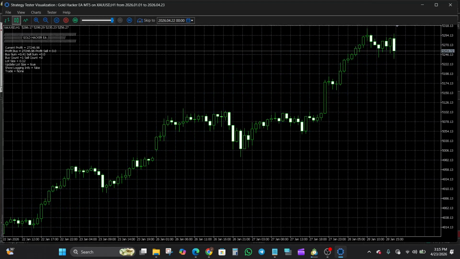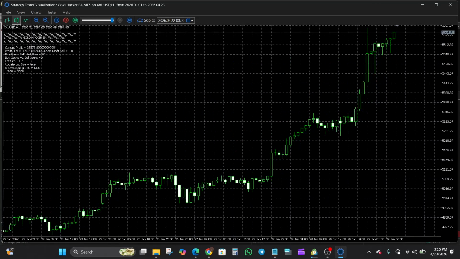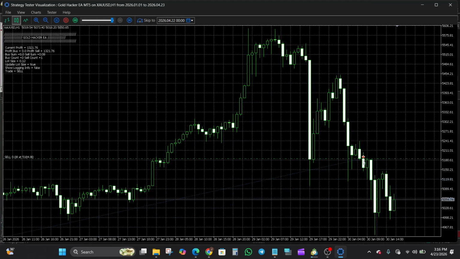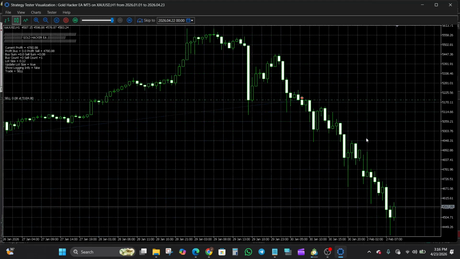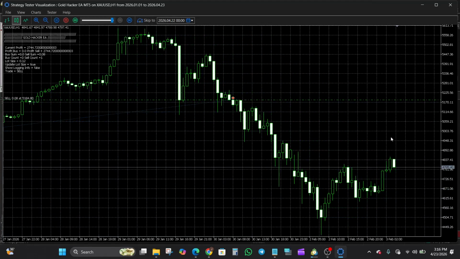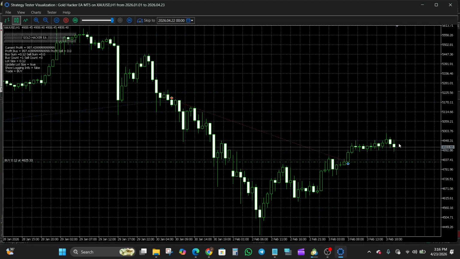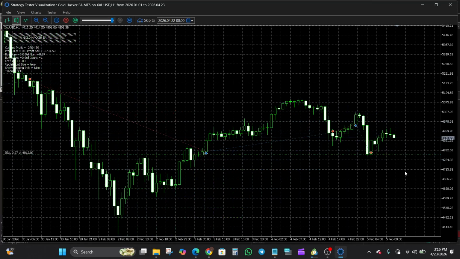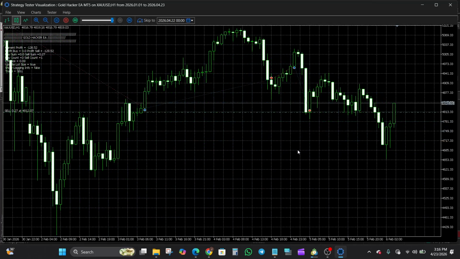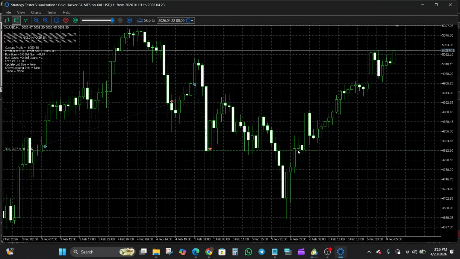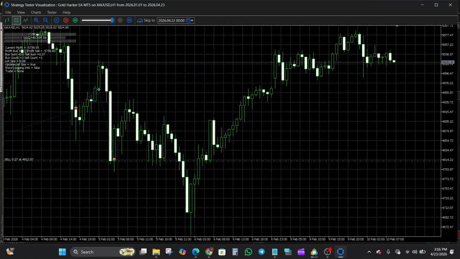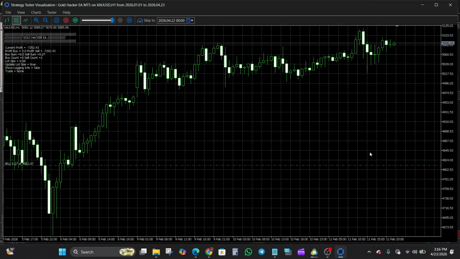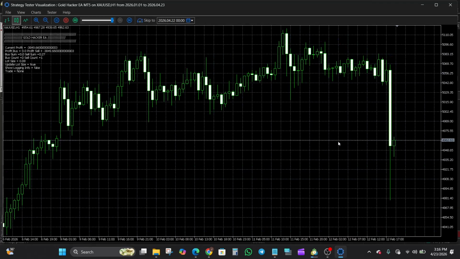So the EA is likely using a basket style exit where multiple positions are managed as a group and closed once overall profit is achieved. So it seems like this system performs best in stable trending conditions. In strongly ranging or choppy conditions, risk definitely increases.